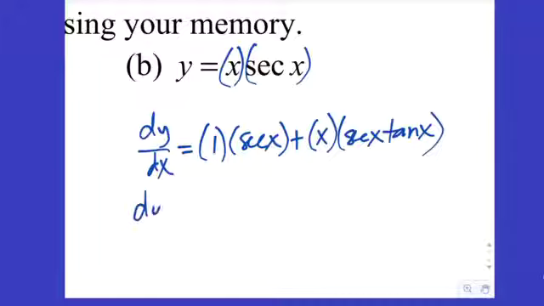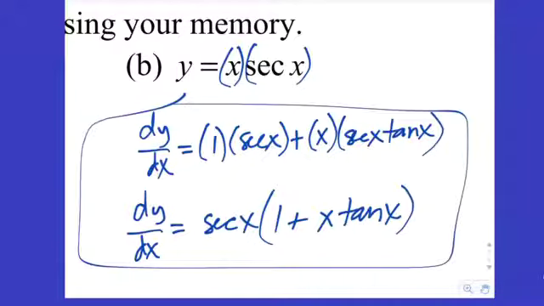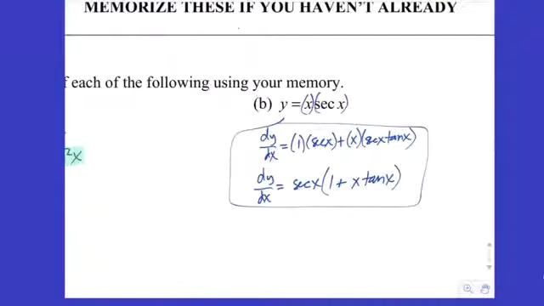After that, since we might be setting it equal to 0, we would want to then factor things. And this one factors kind of nicely. It has a common factor of secant, which when you factor it out is 1 plus x tangent of x. That's what you're left with. So either one of these would be the final answer, depending on what you want to do next.